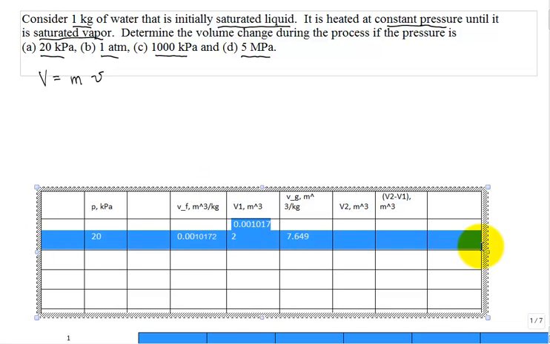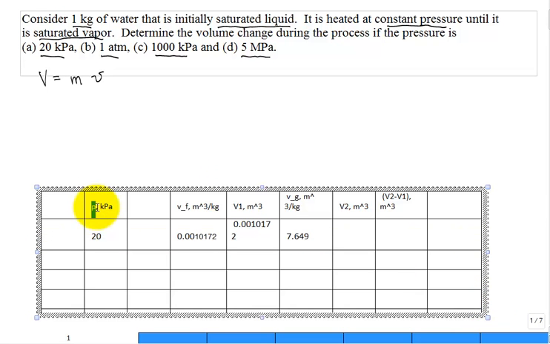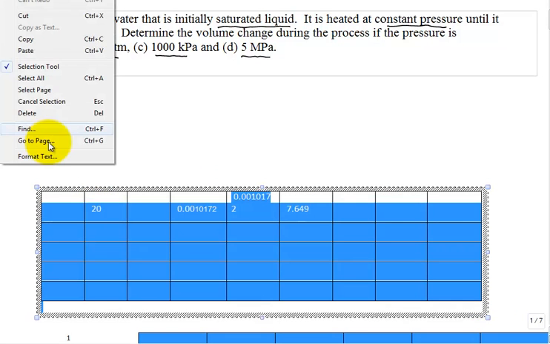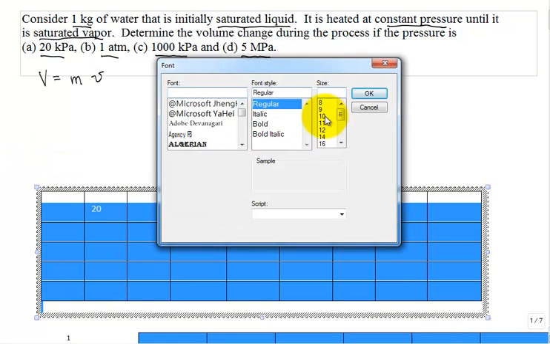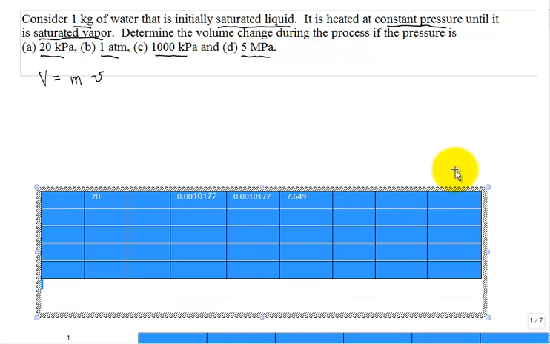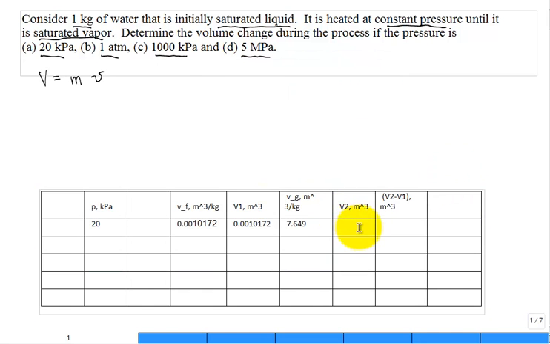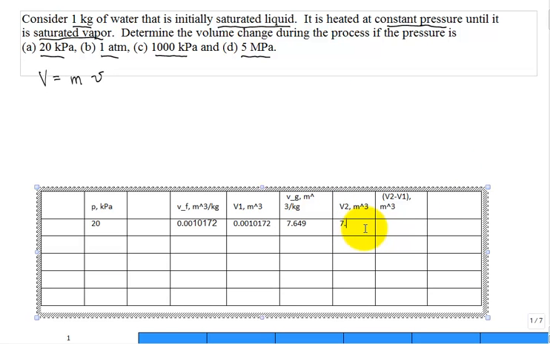saturated liquid. Let me go ahead and reduce the font size here again. So do font, and we'll do 10, and hopefully that looks a little better. And then likewise here, 7.649. So when you do the difference, you'll find that the volume change was 7.6479828, etc. You could put more digits, but I think you get the picture there.